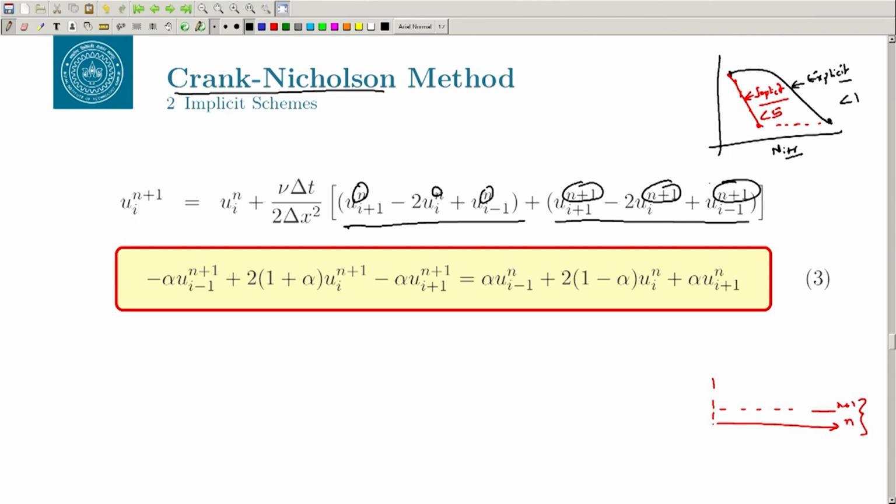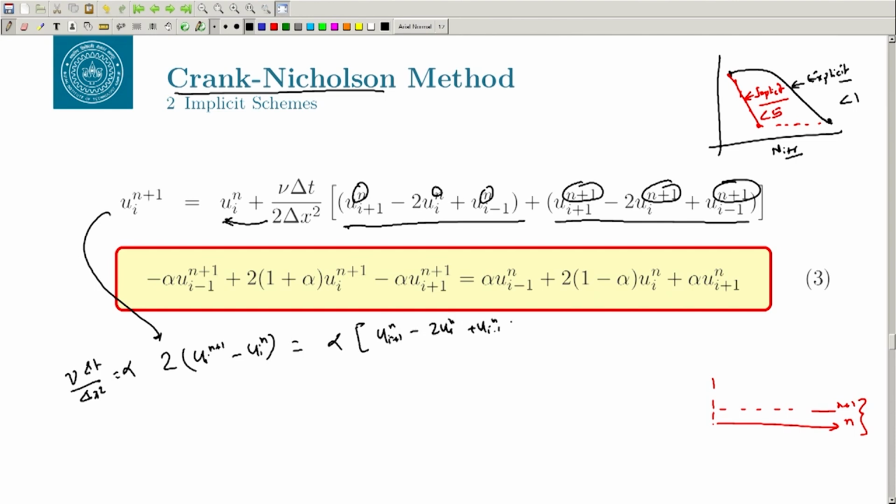Okay. And if you reorganize that, take nu delta t by del x square equal to alpha, right. So, this will become u_i^(n+1) minus u_i^n, and they take this 2 on the left hand side, this will become 2 times (u_i^(n+1) minus u_i^n) equal to alpha times (u_(i+1)^n minus 2 u_i^n plus u_(i-1)^n), and plus (u_(i+1)^(n+1) minus 2 u_i^(n+1) plus u_(i-1)^(n+1)), right. You collect all the n plus 1 terms on the left. Okay.